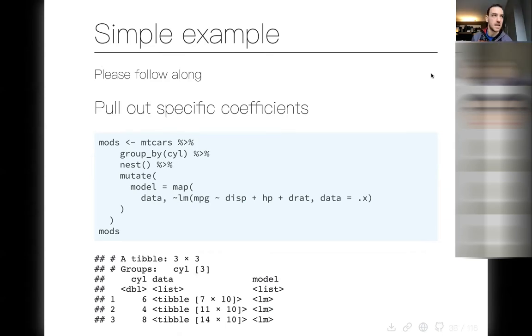Another simple example. So please follow along. I'll give you a second to get ready. You can just copy this code if you want to. But we're going to pull out specific coefficients. So we've kind of done this before, but we're going to do it more explicitly with writing functions now. Okay, so I have mtcars. I'm going to group by the number of cylinders. I'm going to nest, and then I'm going to mutate to add a new model on it, where I'm going to loop through the data, and I'm going to apply this model to it. Okay, so this is what I get in return.